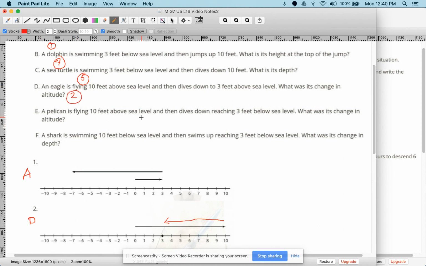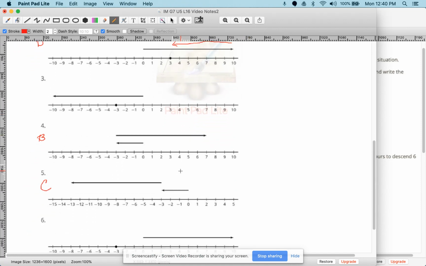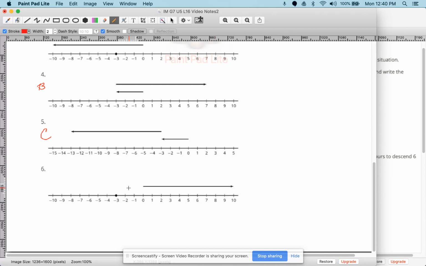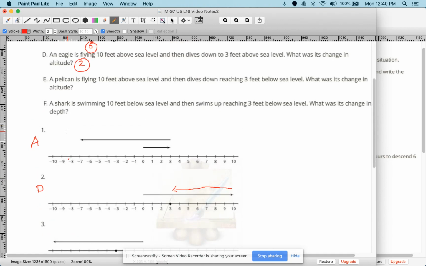A pelican is flying 10 feet above and dives down, reaching 3 feet below. So he's not diving down 3 feet. He's diving down to reach 3 feet below. So let's start with 10 feet above. This one is not starting out at 10 feet above. This one starts out at 10 feet above, ends up at 3 feet below. So this would be our graph, and I'm just going to finish that other arrow, if I can connect it all, to 3 feet below. So this number 6 is E, and I will go ahead and put number 6 on E up here.